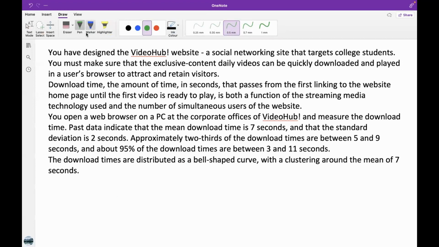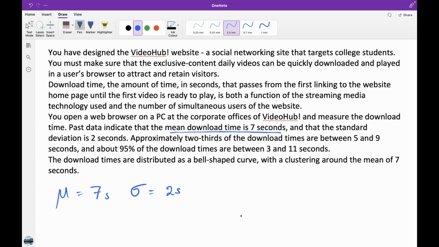I'll write down the values. Now it says, and measures the download time. Past data indicate that the mean download time is 7 seconds. So mu is going to be 7 seconds, and the standard deviation is 2 seconds. Approximately two-thirds of the download times are between 5 and 9 seconds.